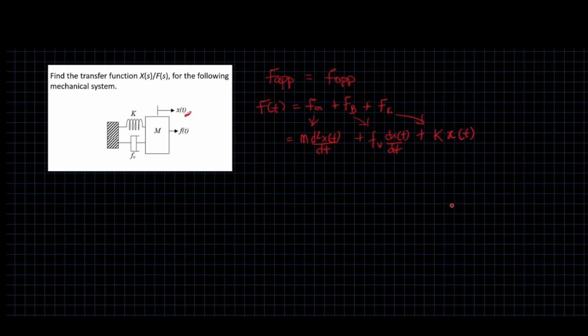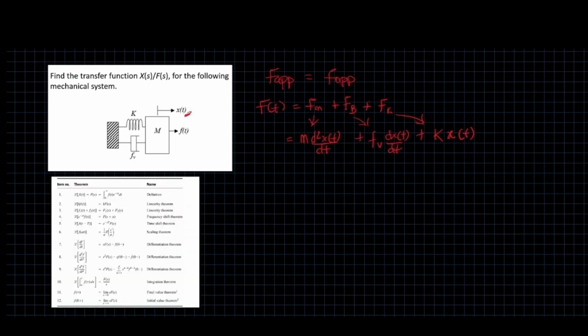Now we simply take the Laplace of the equation. For the mass, you can see it's d squared x over dt squared. So we're going to be picking this one. Ignore all initial conditions. So it's just going to be m s squared X of s. That is equal to F of s. The Laplace of f of t is simply F of s.